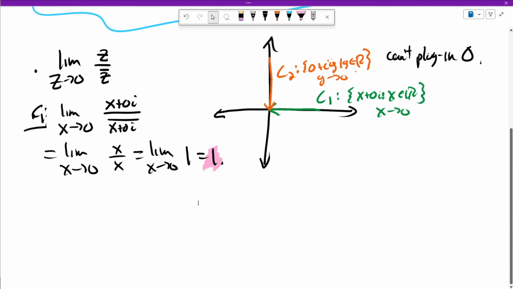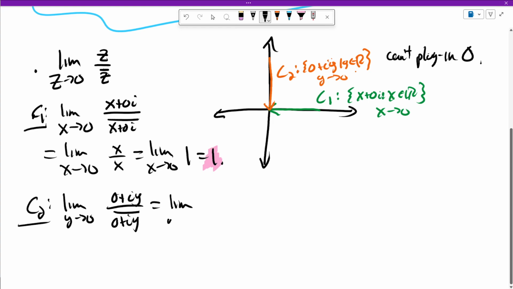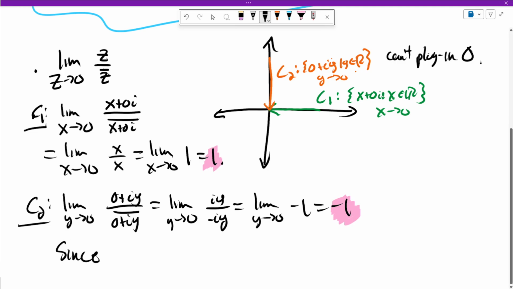And now let's approach along the imaginary axis. So that's the limit as y goes to 0 of 0 plus iy over 0 plus iy bar. So now the conjugation does something. So we get iy over negative iy. Nevertheless, these cancel, and we get the limit as y goes to 0 of negative 1, which is negative 1. And that's our limiting value as we approach along the y-axis. So since 1 is not equal to negative 1, this limit cannot exist.